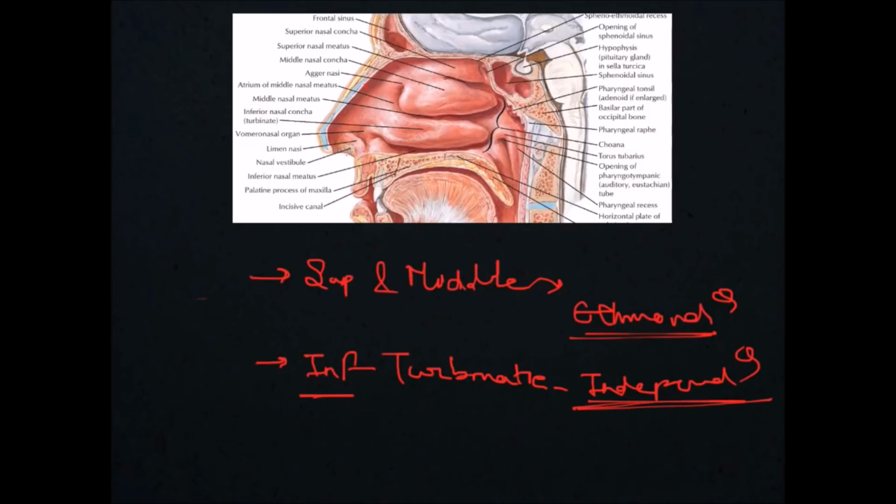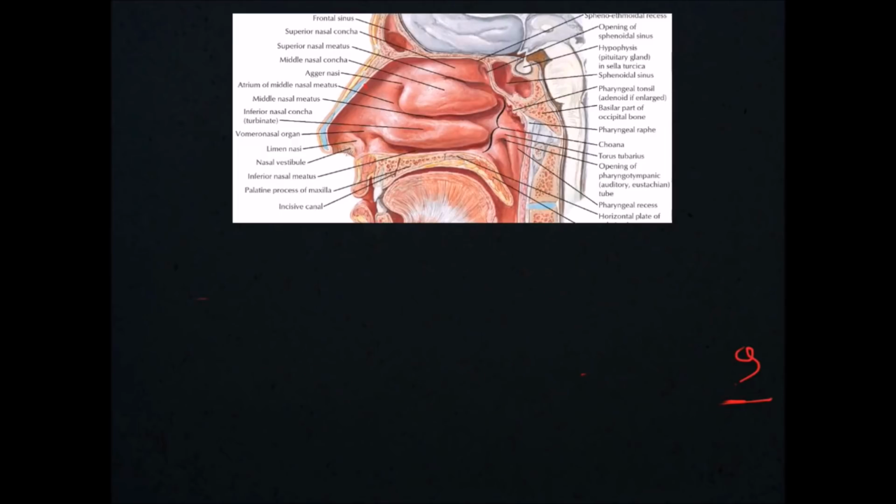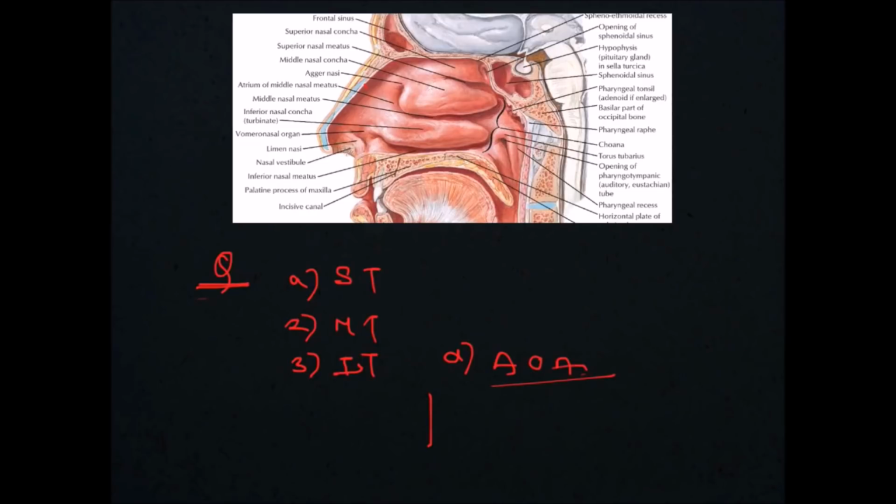Now one question for you. Which bone articulates with the ethmoid bone? Listen to the question very carefully. Which bone is articulating with the ethmoid bone? Option A, superior turbinate. Option B, middle turbinate. Option C, inferior turbinate. Option D, all of the above. So what do you think? What will be the answer?